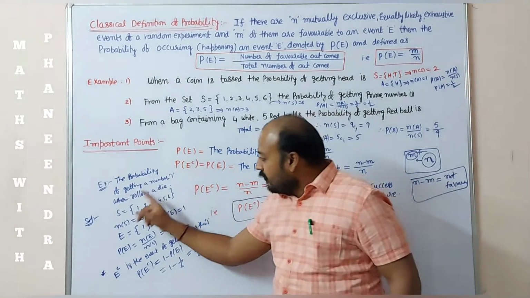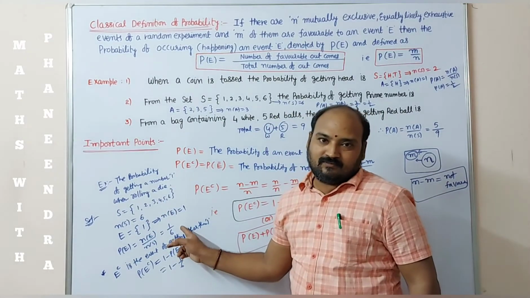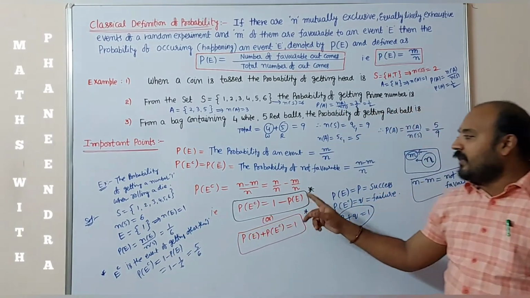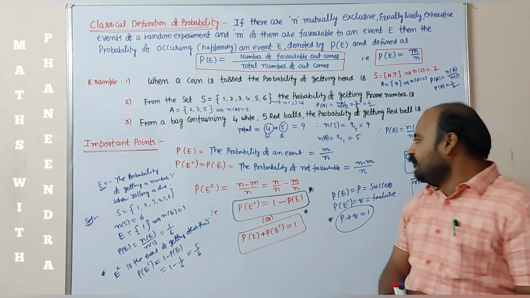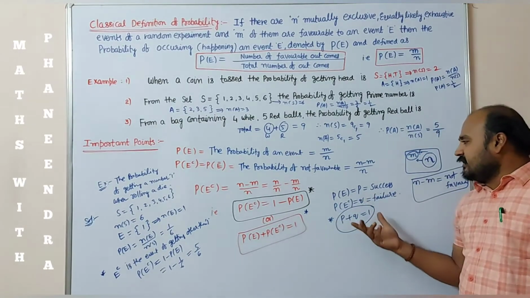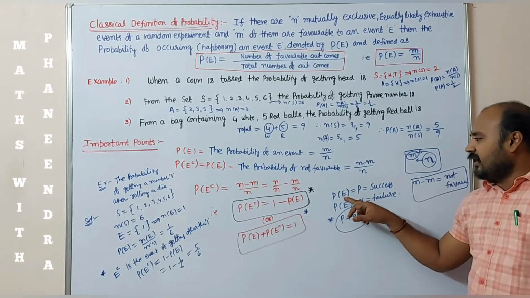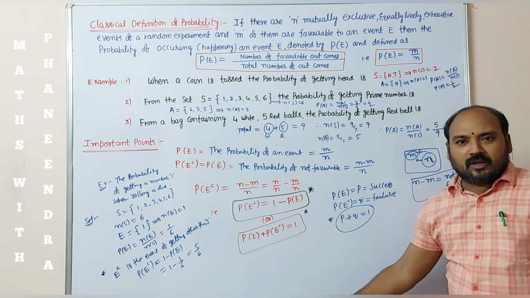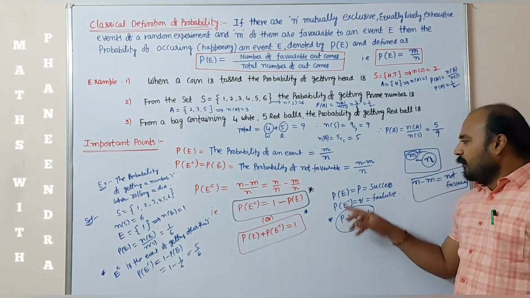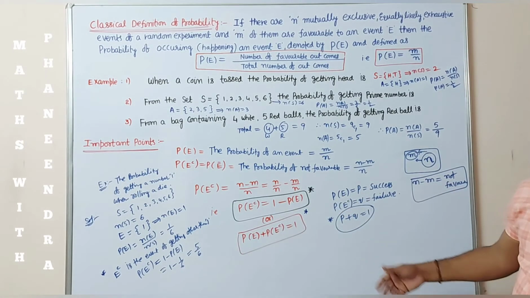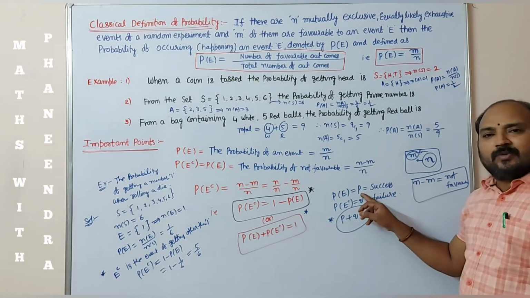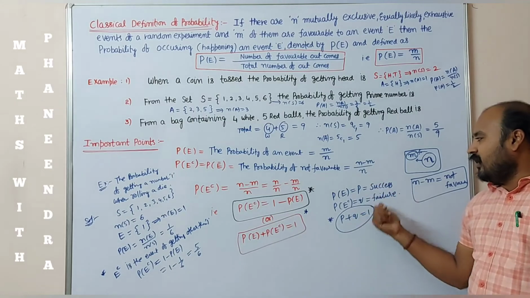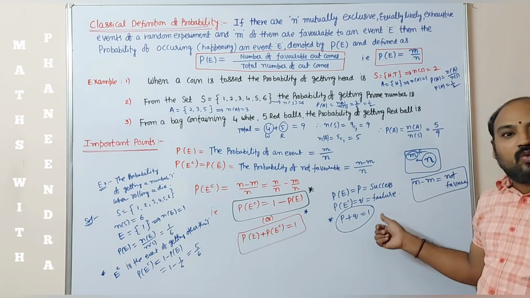Getting the number 1 is 1 by 6. So that is the use of this property: P of E complement equals 1 minus P of E. And in some cases, we take the favorable cases. That means P of E we can take as occurring, happening, and P of E complement as not happening. P of E is success, P of E complement Q is failure. The sum of the probability of failure and success is always equal to 1.